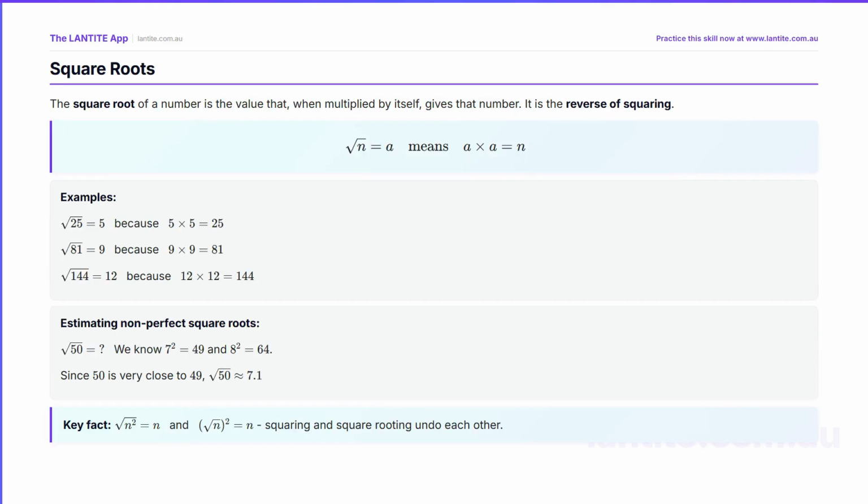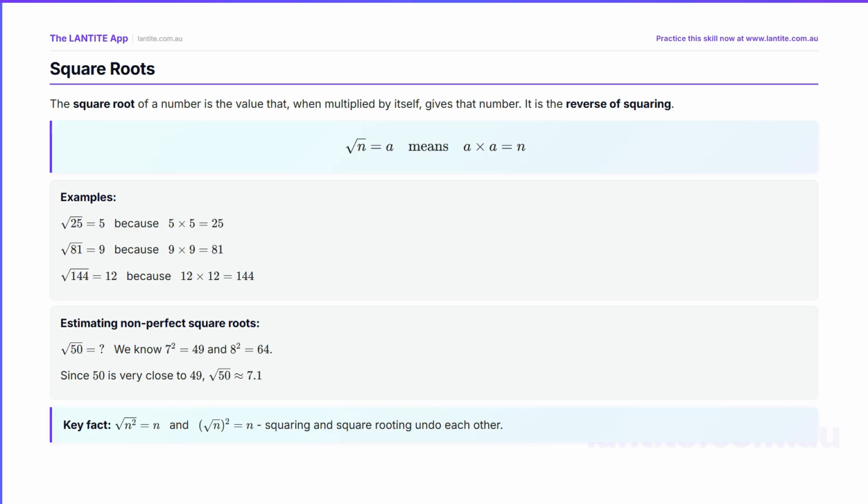The square root of a number is the value that, when multiplied by itself, gives you that number. It's the reverse operation of squaring. The square root of 25 is 5, because 5 times 5 is 25. The square root of 81 is 9, because 9 times 9 is 81. The square root of 144 is 12, because 12 times 12 is 144.